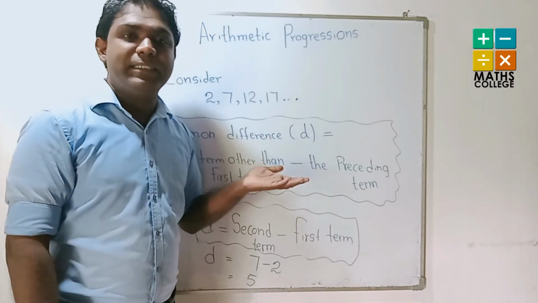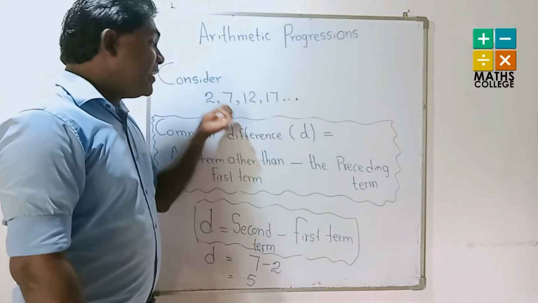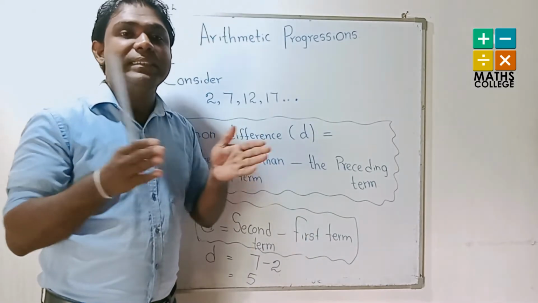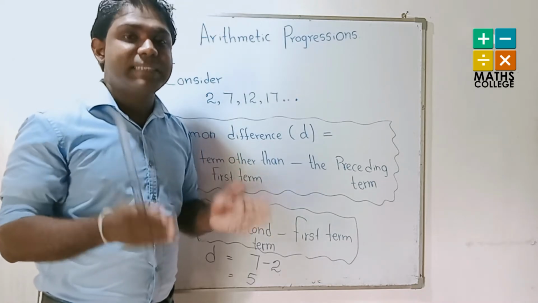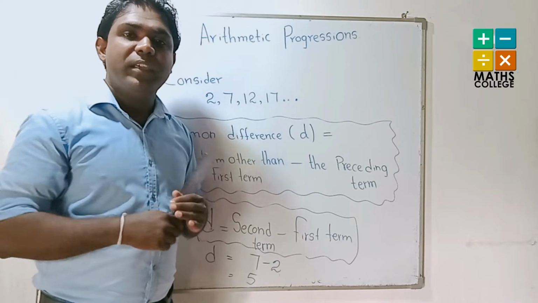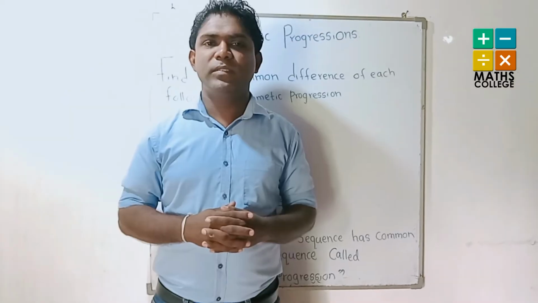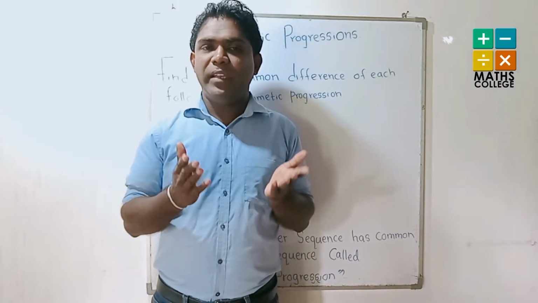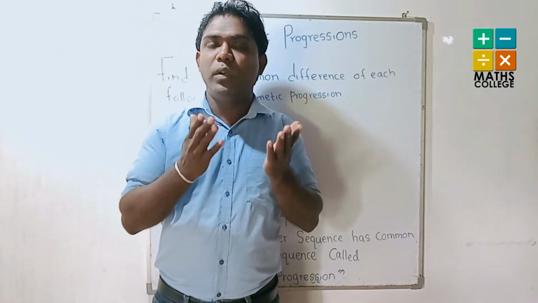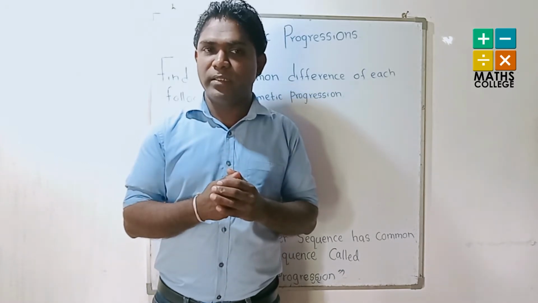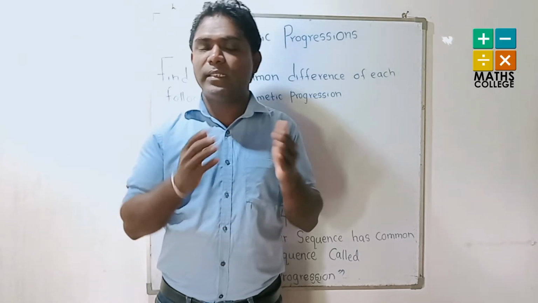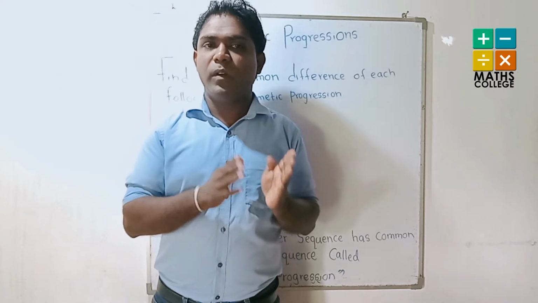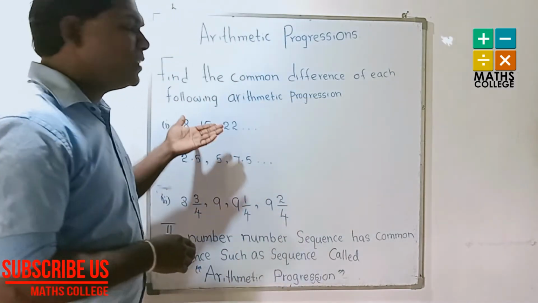What is the special feature? When we consider any two consecutive numbers, the differences are the same. Now you know what the common difference is. When we consider any two consecutive numbers of a number pattern, the difference between the first term and the second term is called the common difference. Okay, now you have some questions.